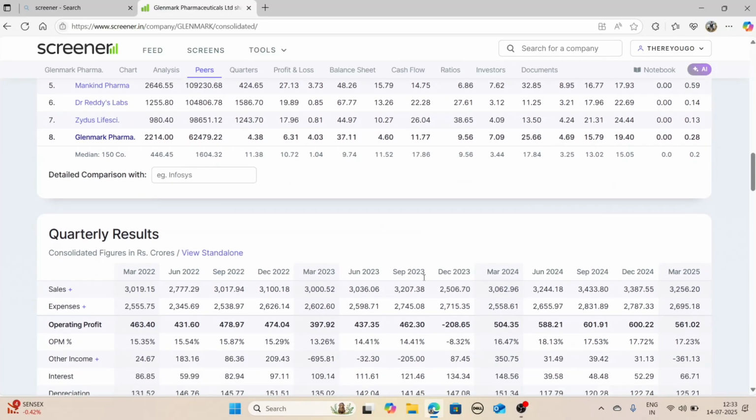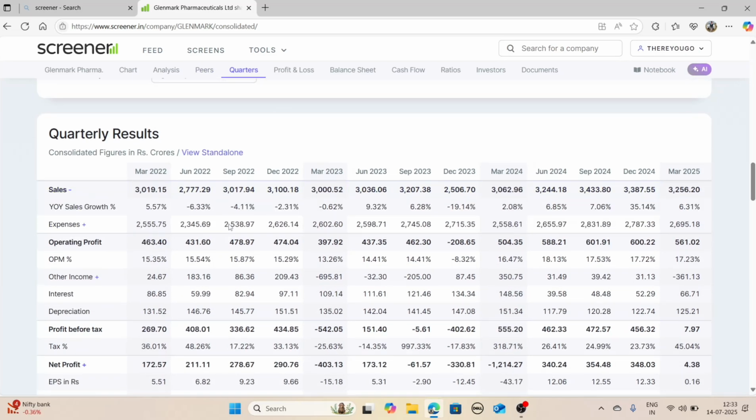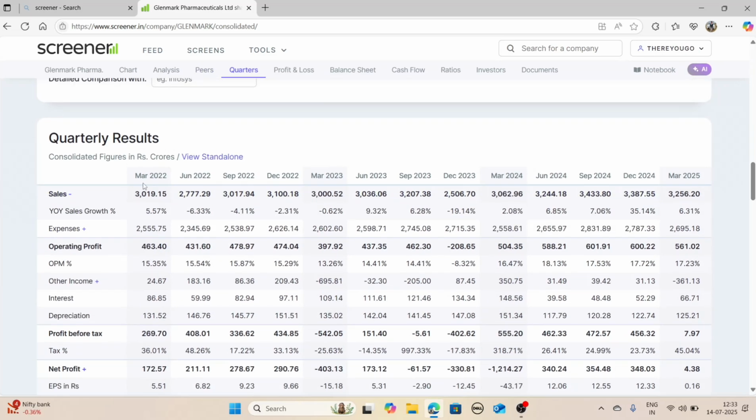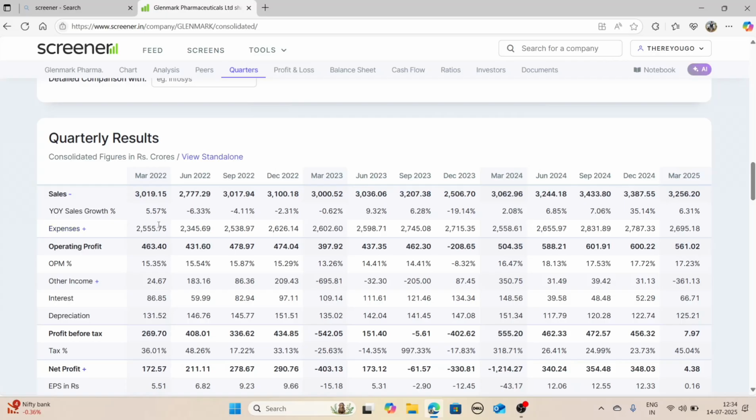Debt to equity ratio also bad here. So let's analyze the quarterly results. So the March 22 and the March 25, in this 3 years, it is growth. It looks like it is stagnant. There is not that much growth.